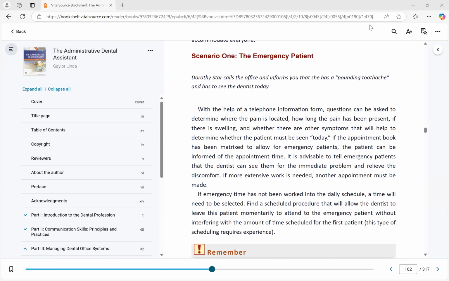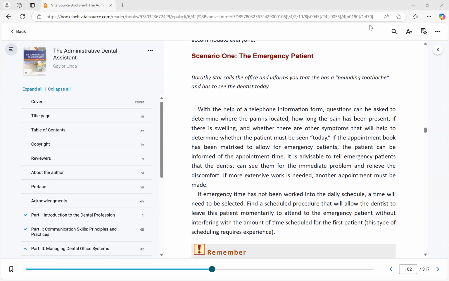So in this scenario, Dorothy Starr calls the office and informs that she has a pounding toothache and has to see the dentist today. With the help of the telephone information form, questions can be asked to determine where the pain is located, how long the pain has been present, if there's swelling, and whether there are other symptoms that will help to determine whether the patient needs to be seen today.